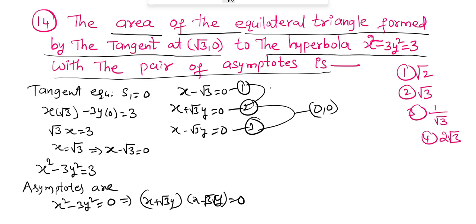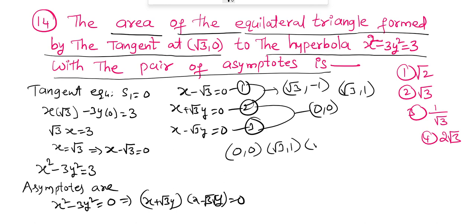Solving 1 and 2, put x is equal to root 3 in the second equation, and substituting we get y is equal to minus 1. This is the second point. And solving 1 and 3, we get (root 3, 1). These are the points. Here the triangle is equilateral, with the first point (0, 0), the second point (root 3, 1) and the third point (root 3, minus 1).